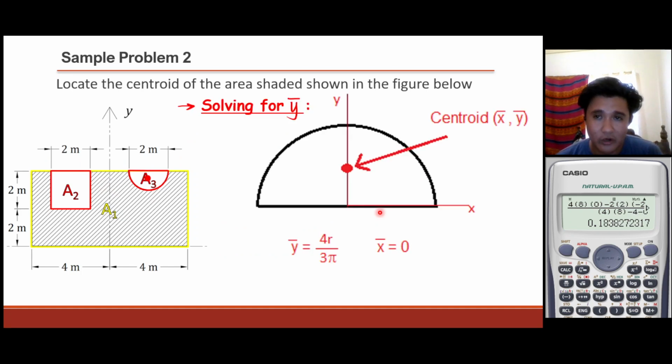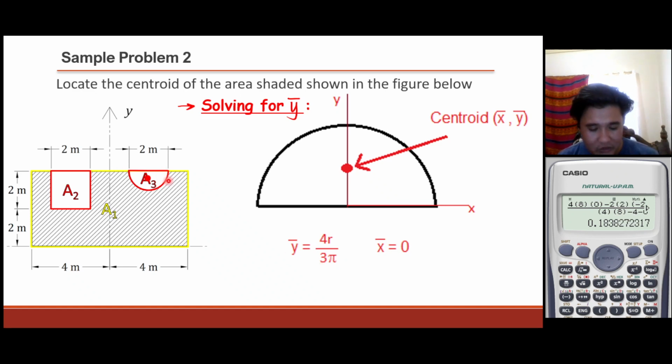Now, solving for the y distance, we first need to determine the y distance of the centroid of our half circle. It is not that common that we have a half circle whose centroid we need to find. So, let us first find the centroid of the half circle. For half circles, the centroid value is given by the equation 4r over 3 pi. Okay? So, substituting the given.